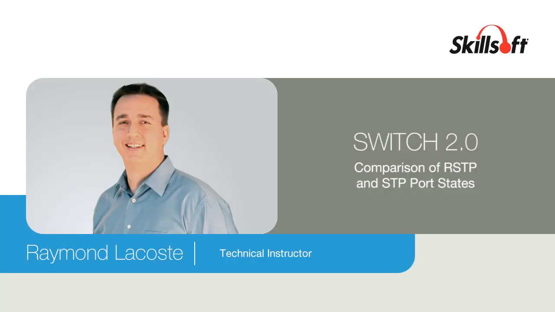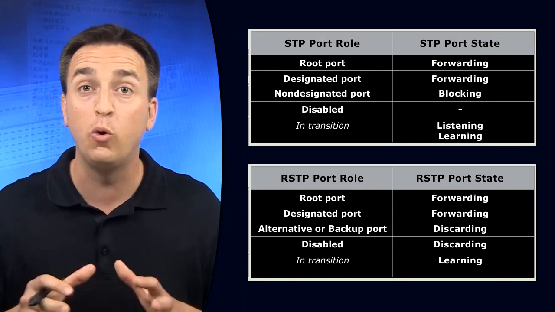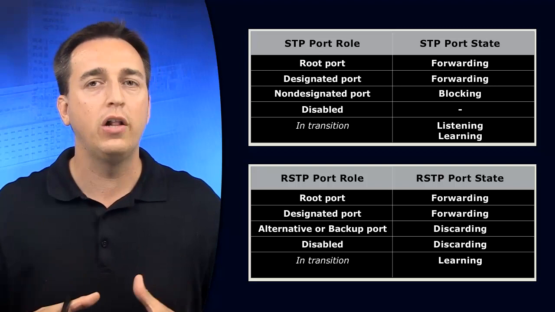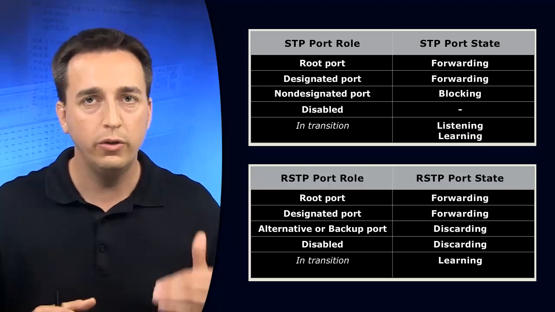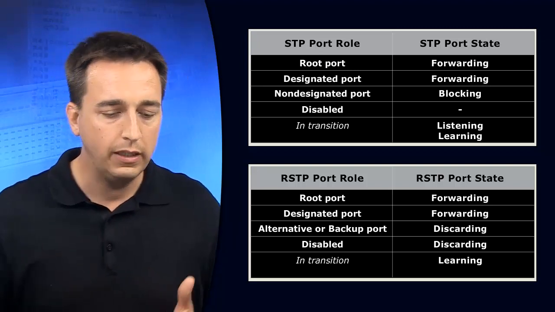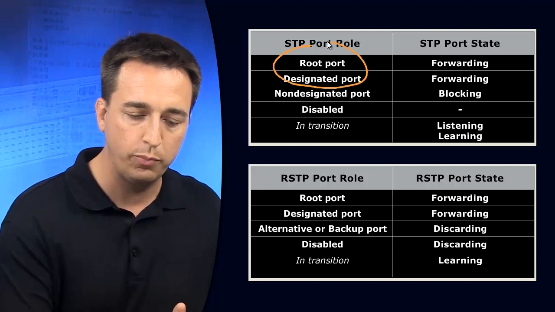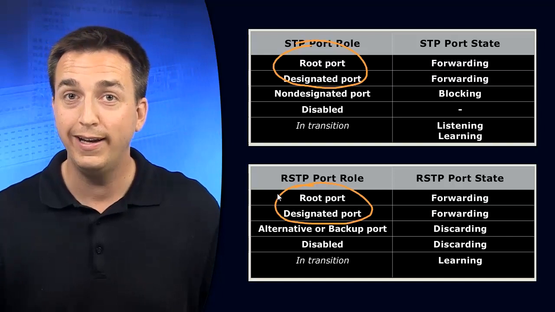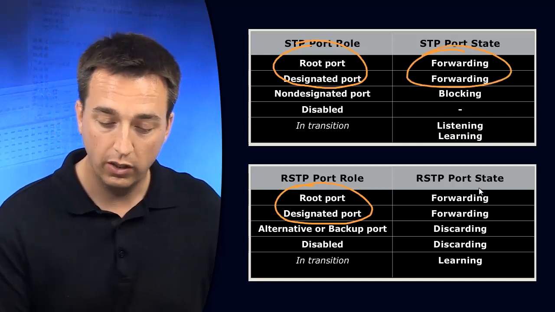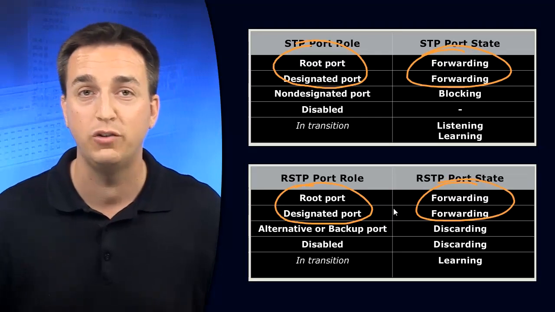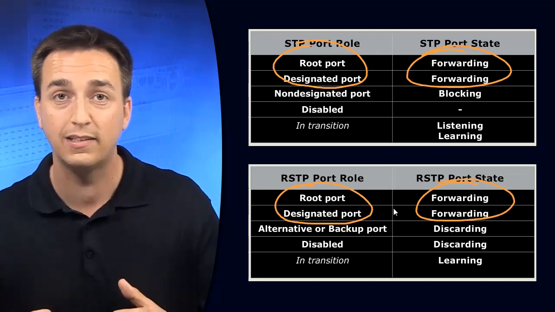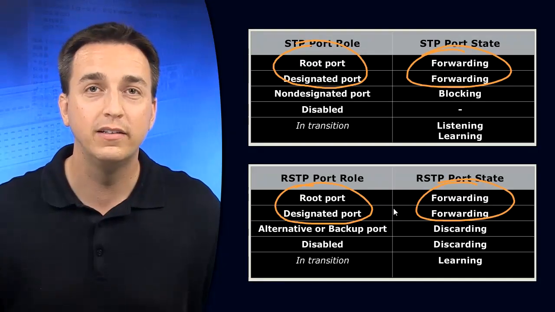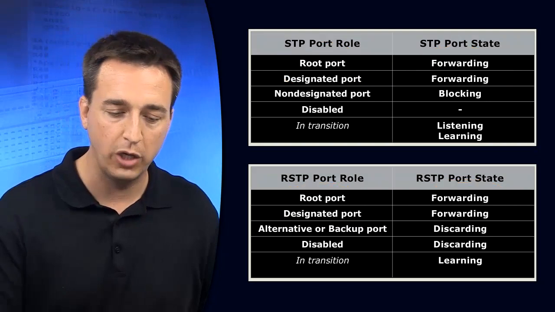This is a great comparison of the different port roles and port states for spanning tree protocol and rapid spanning tree protocol. The terminology is quite different between the two, and you'll see that here. When we're dealing with spanning tree protocol, you will have root ports and designated ports, and that's the same with rapid spanning tree protocol. And it's nice that these ports, regardless of whether it's spanning tree protocol or rapid spanning tree protocol, the states of those ports is forwarding. But that's where the similarities end and the differences begin in the terminology.